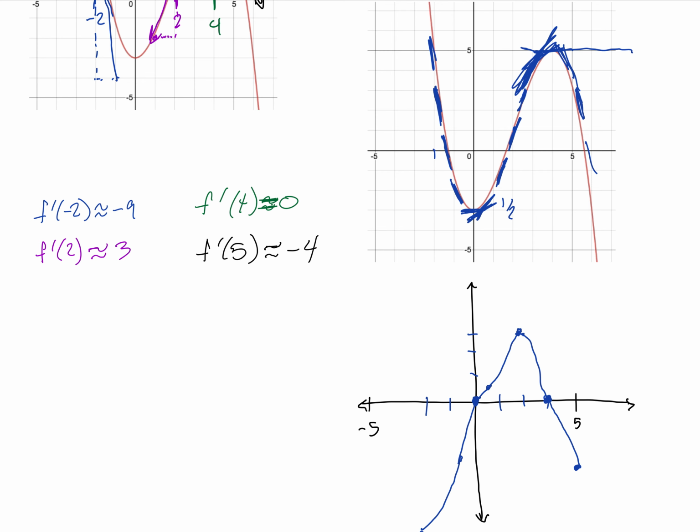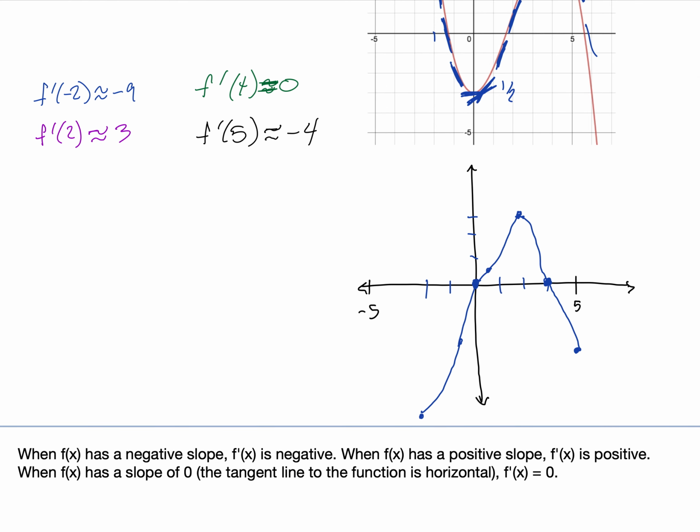A general rule of thumb we see is that when f of x has a negative slope, f prime of x, the derivative, will be negative at that point. If there's a point where f of x has a positive slope, then the derivative will be a positive value at that point. And if f of x has a slope of 0, or if the tangent line to the function is horizontal, then the derivative at that point will be 0. So I'll let you try a few examples.